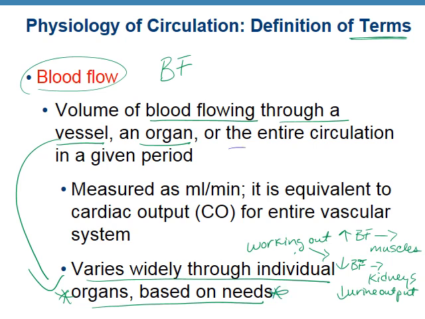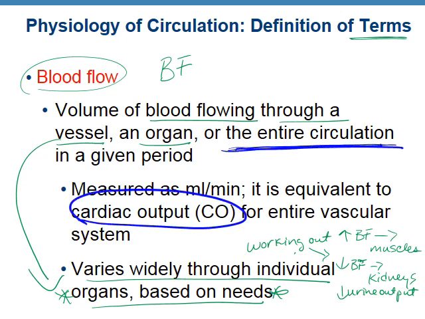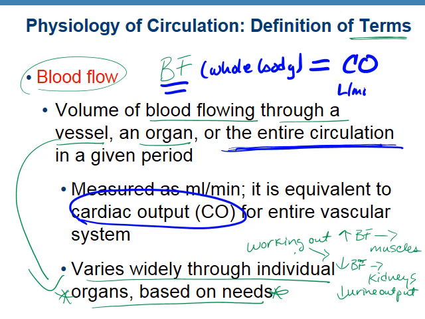Now back to this where it says entire circulation. Entire circulation. That's the same thing as cardiac output. If we're talking about blood flow and we're talking about the whole body, then blood flow is equal to cardiac output. If you remember cardiac output, we measured it in liters per minute. It was your blood flowing per minute.